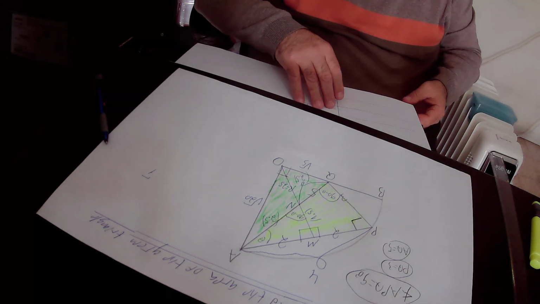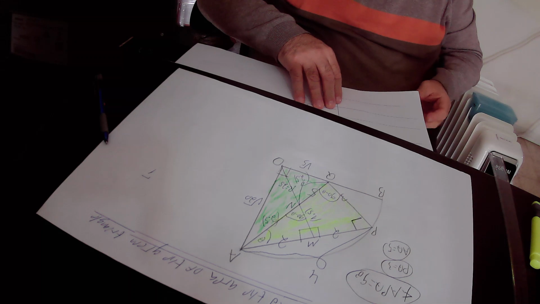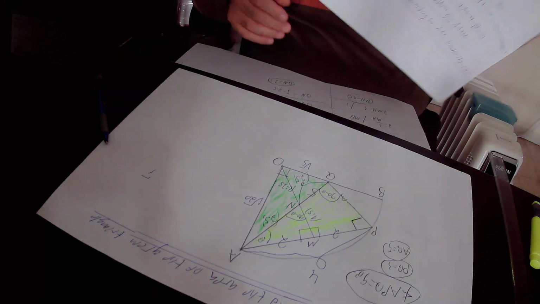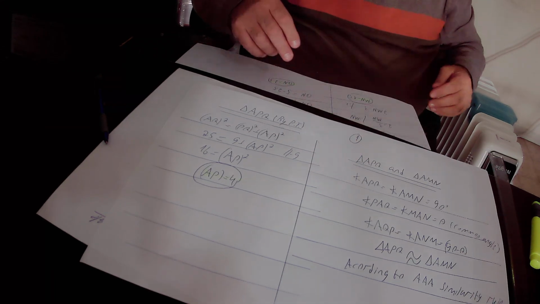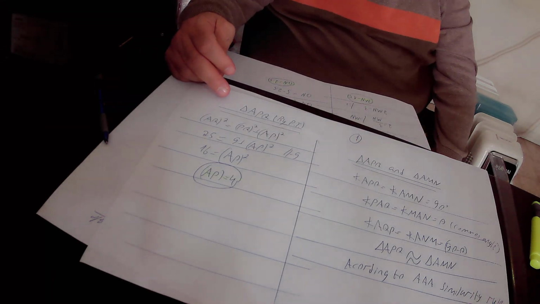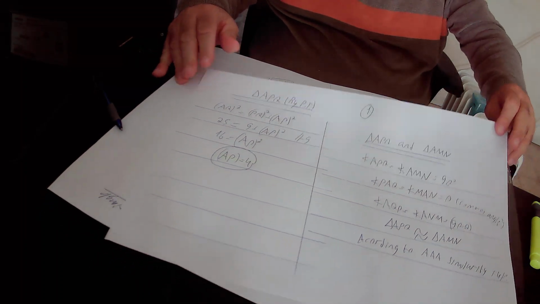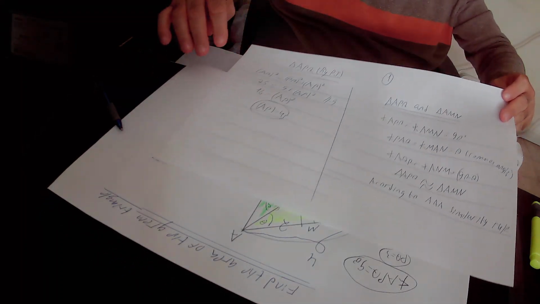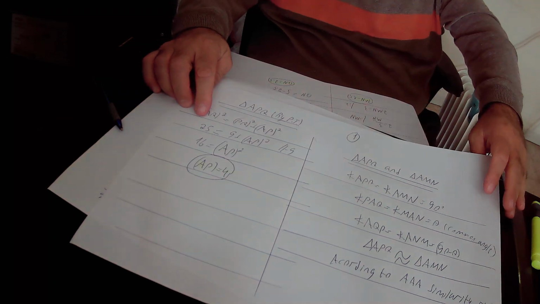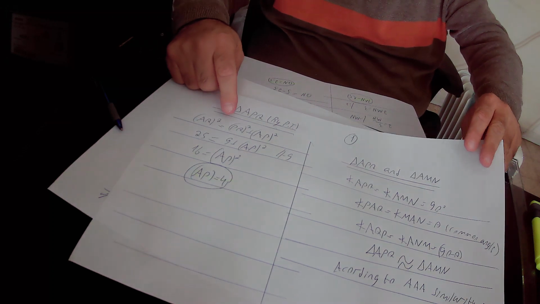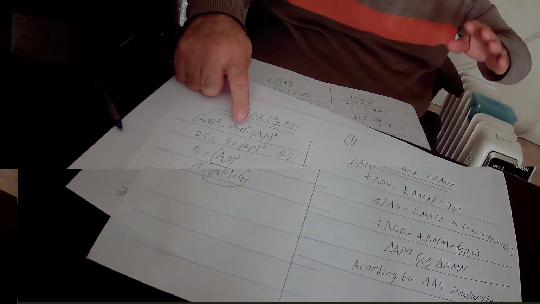Repeat again, according to the Pythagoras theorem, in the right yellow triangle APQ, AQ squared equals PQ squared plus AP squared. AQ equals 5, therefore AQ squared is 5 squared, that is 25. PQ equals 3, therefore PQ squared is 3 squared, that is 9, plus AP squared.